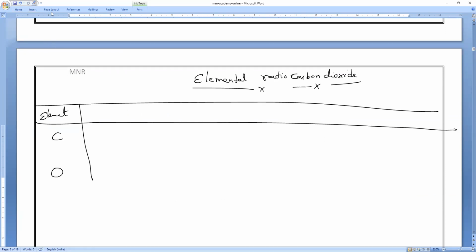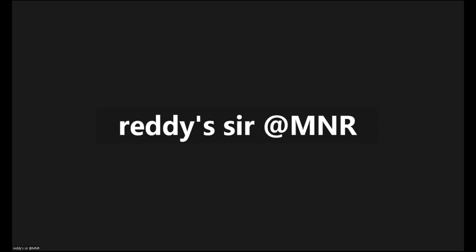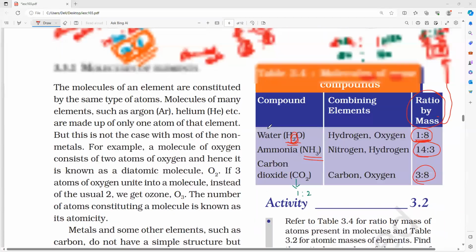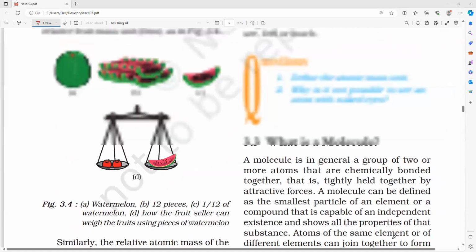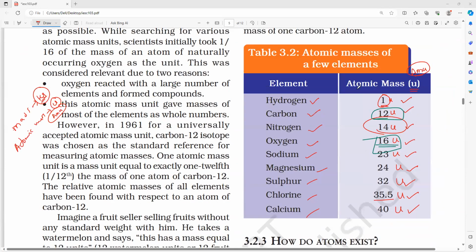Oxygen. Mass ratio. What is the mass ratio? Carbon 3. What are you doing? Mass ratio and atomic mass are not the same. You have two different tabular columns in your book. Please remember, this is mass ratio. This is atomic mass. Don't get confused. If you say 12, you are saying atomic mass.